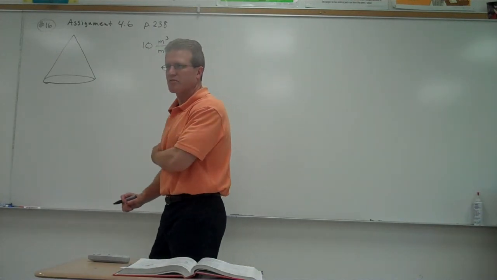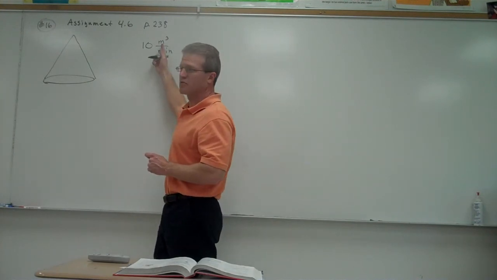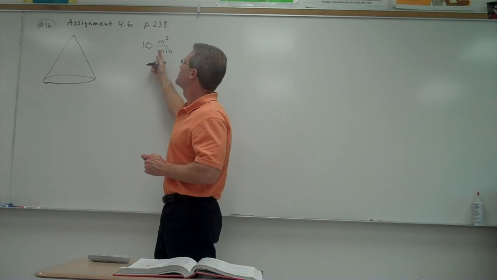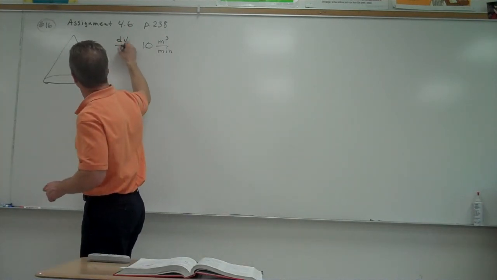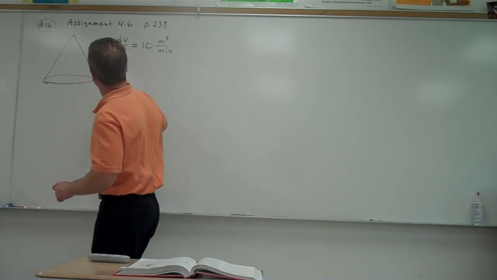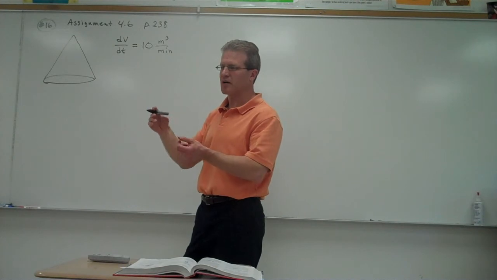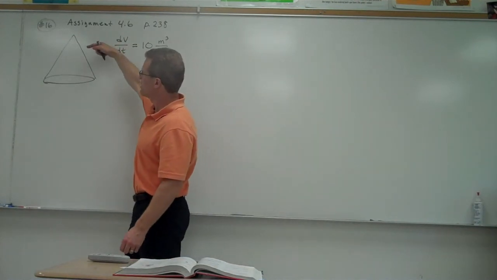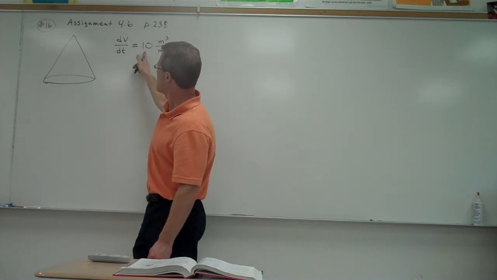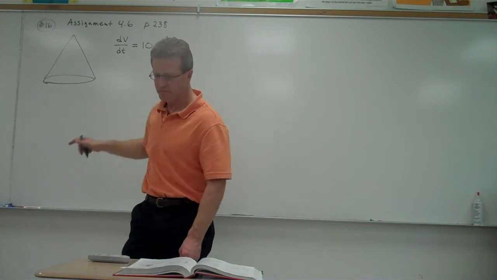So what do you think the label would be for that? The change in volume, so what would it be? dV over dt. Right, the change in volume over change in time, so it'd be dV over dt. If the pile's getting bigger, it's positive 10. If the pile's getting smaller, if we're taking sand off the pile, it would be negative. In this case, we're adding sand to the pile, so it's going to be positive. The change in volume is 10 cubic meters per minute.